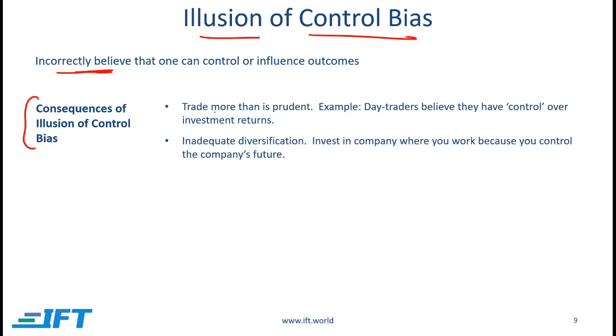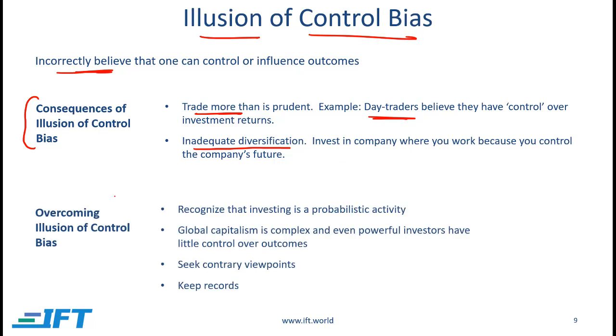One consequence is that a trader might trade more often than is prudent. So if we have a day trader who believes that he can control investment returns, such a trader will trade much more often than actually makes sense. This bias can also lead to inadequate diversification, especially for someone who is quite senior in a company and believes that he or she can control the future of the company. Such a person might end up investing more in that particular company than is justified or than what actually makes sense. How do we overcome this particular bias?